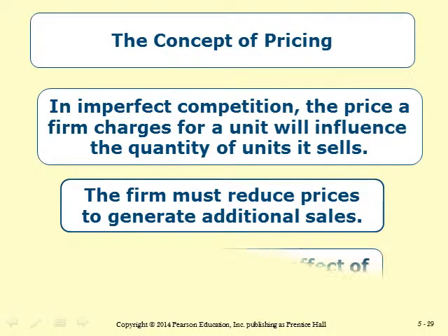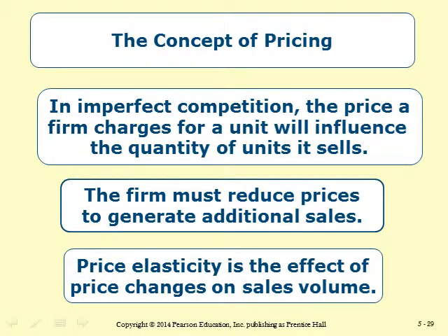In imperfect competition, the price a firm charges for a unit influences the quantity of units it sells. At some point, the firm must reduce prices to generate additional sales. To sell additional units, the firm must reduce the price of all units sold. Therefore, the marginal revenue curve is below the demand curve. To estimate marginal revenue, managers must predict the price elasticity, that is, the effect of price changes on sales volume. Remember, price elasticity is the effect of price changes on sales volume.